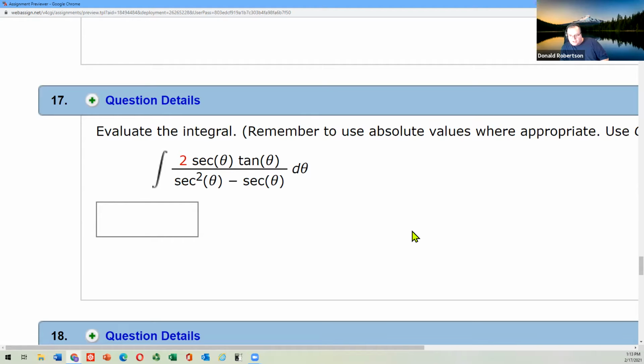This is definitely not obvious. If you get this, you deserve a prize. Not that I'll give you one, but you deserve one. It's a u sub, and not even an obvious u sub, in my opinion. But nonetheless, it's a u sub.